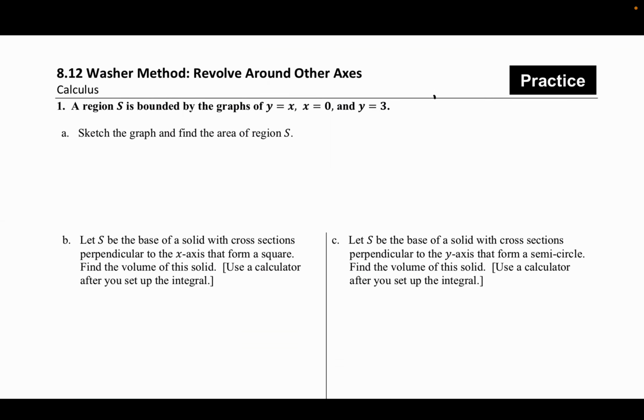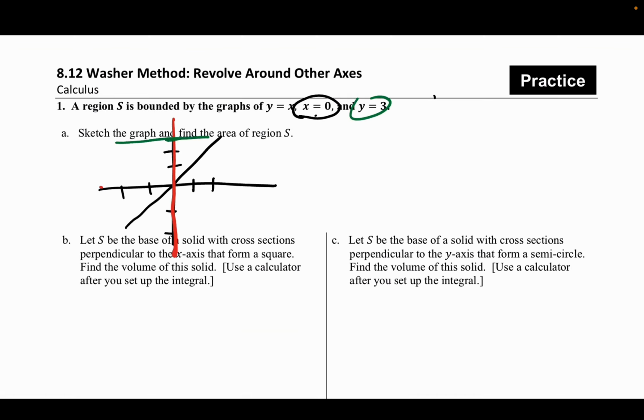Sheet. This is a great review worksheet. So here we're going to sketch the graph of y equals x. Let's mark off our units. x equals 0 is like the y-axis, and y equals 3 will be green.